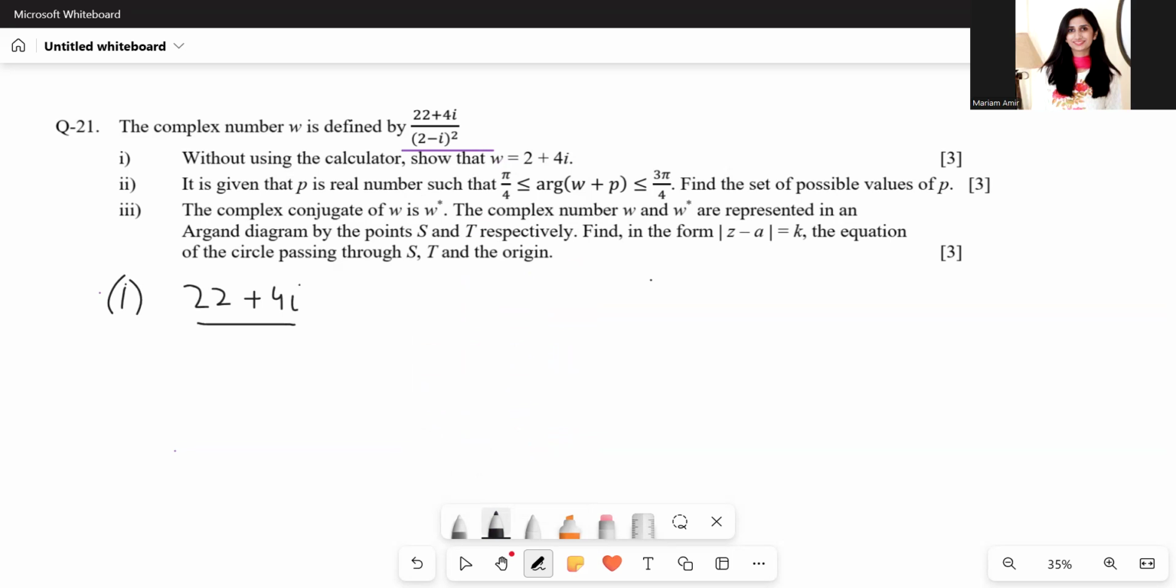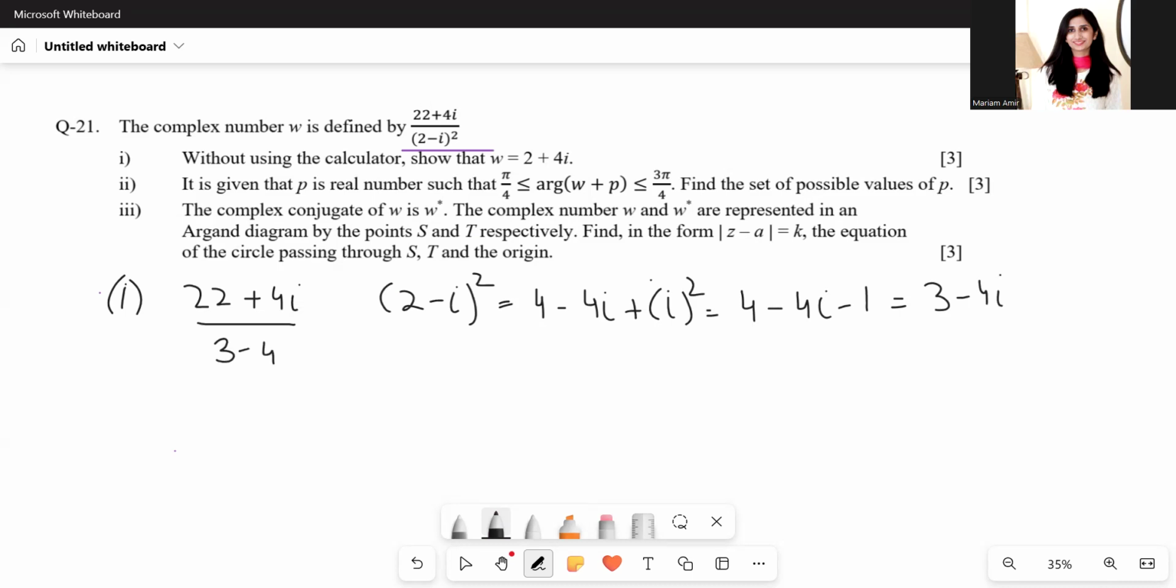Let's do that here. It's going to be (2 minus i) whole squared, which gives a squared, minus 2ab plus b squared, where i squared is -1. So 4 minus 4i minus 1, which gives 3 minus 4i. So that's the denominator. Show all the working on the side.